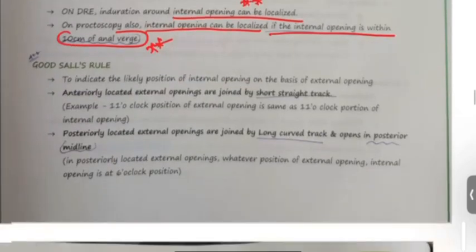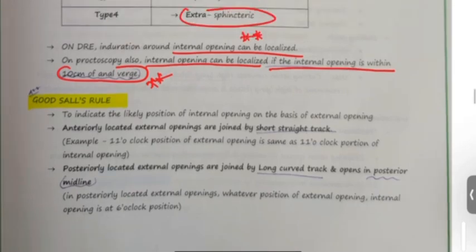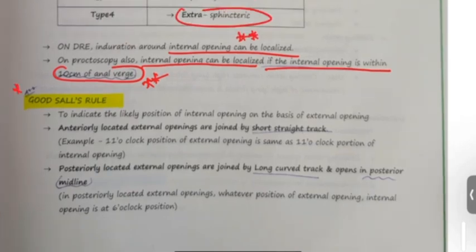There is a rule called Goodsall's rule in case of fistula in ano. This is very important. What does this rule say? To indicate the likely position of the internal opening on the basis of the external opening, we are using this rule. So basically we know the external opening of the fistula.